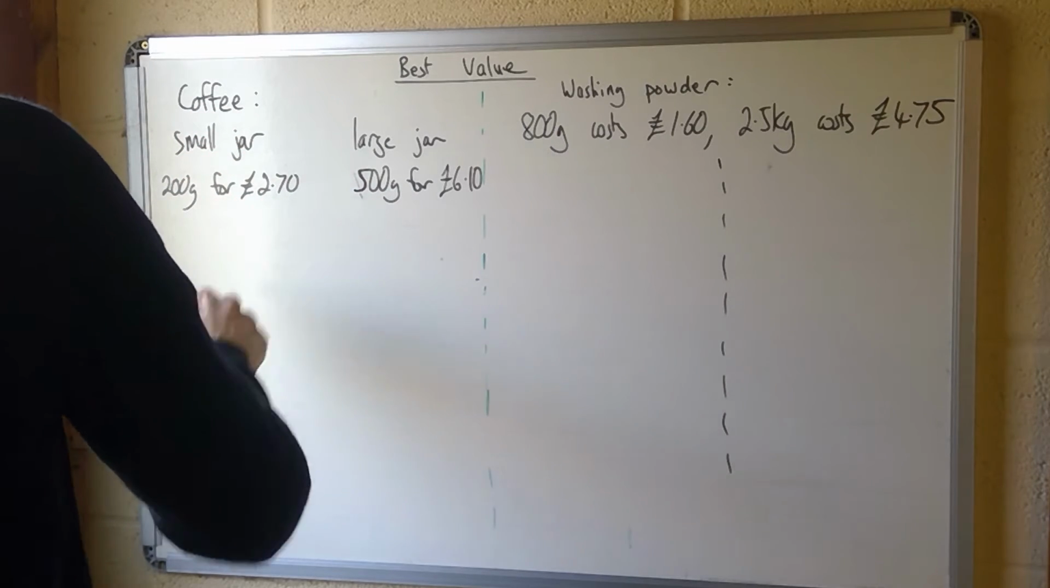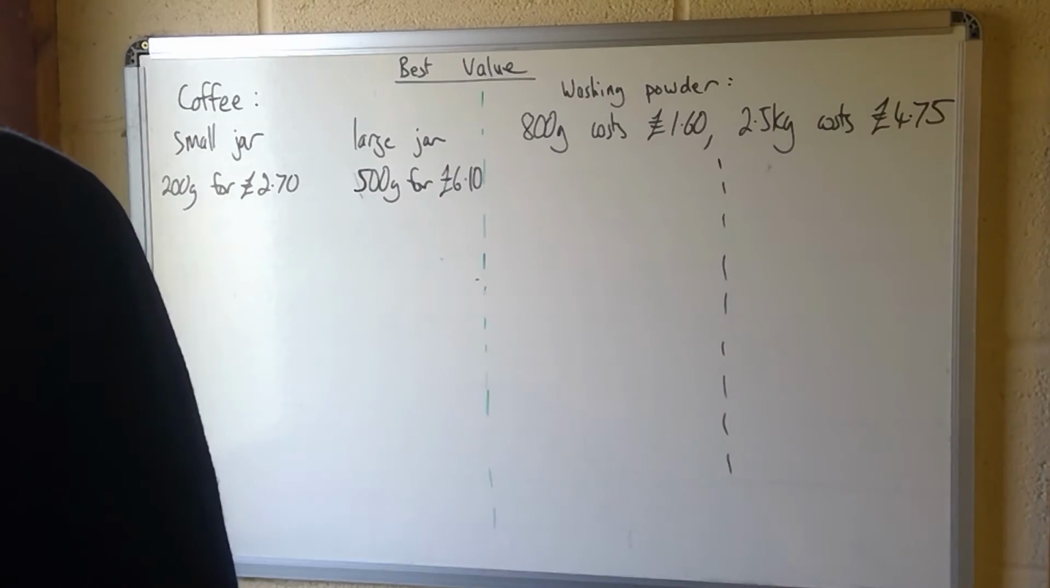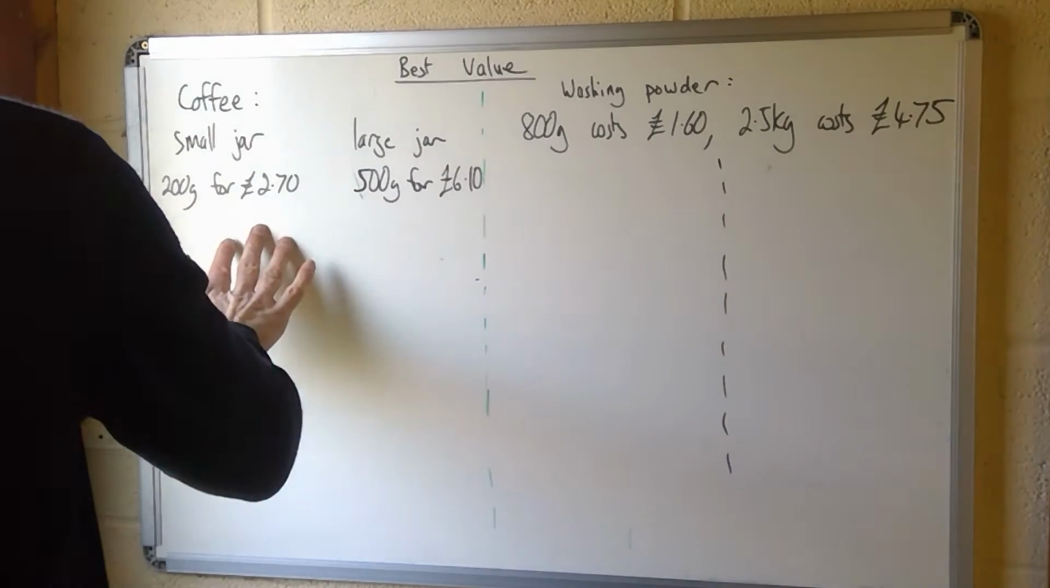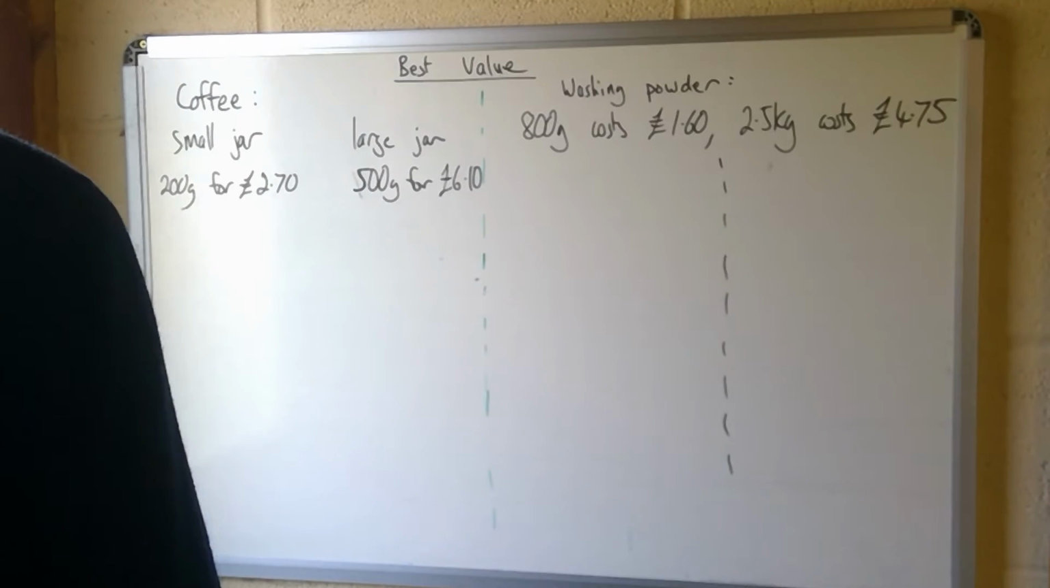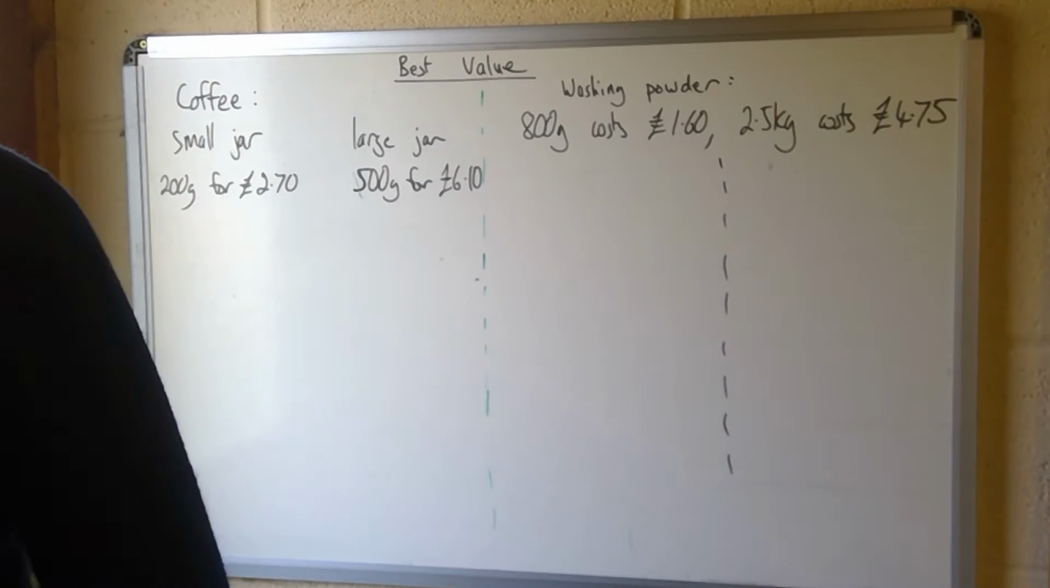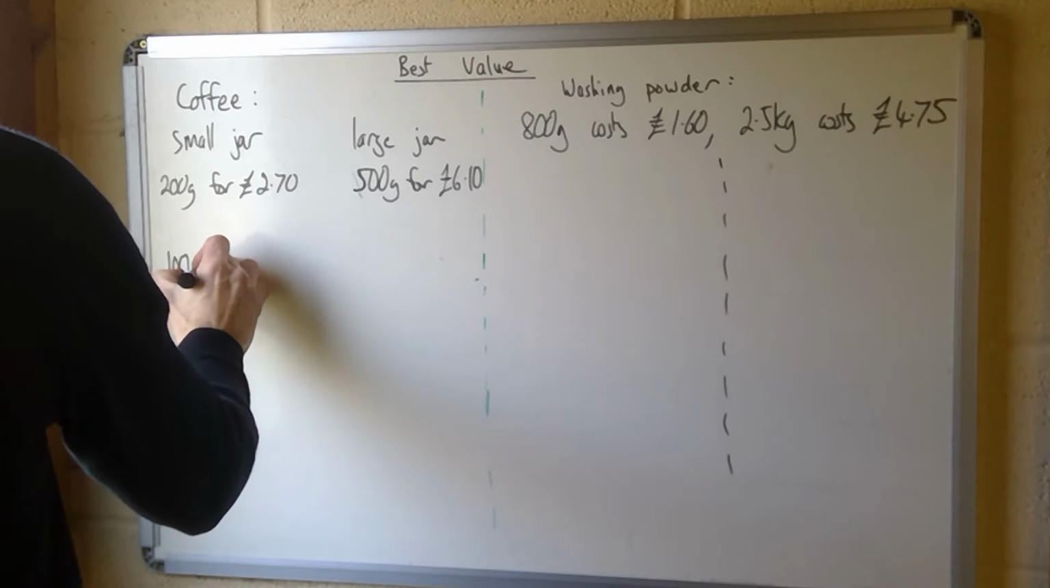Small jar is 200 grams for £2.70 and the large jar is 500 grams for £6.10. If I want to compare the value, I need to compare the same amount. Because I've got 200 grams here, 500 grams here. An obvious amount to choose is 100 grams.